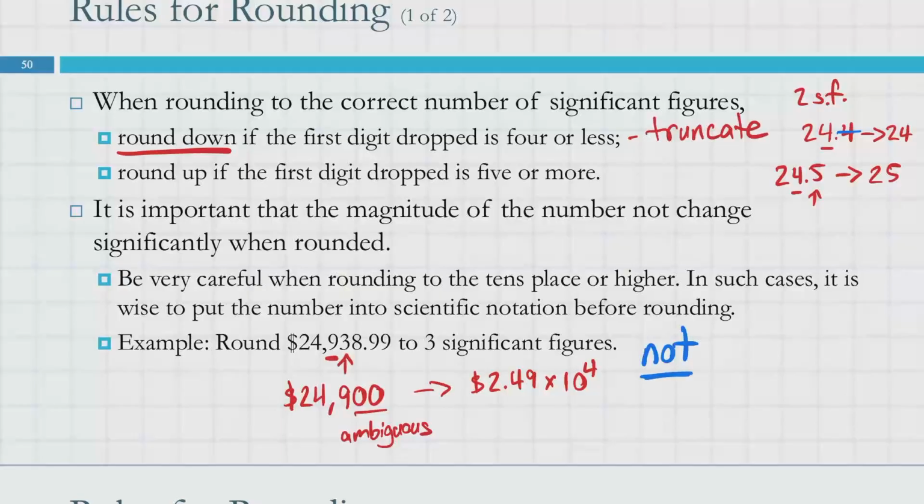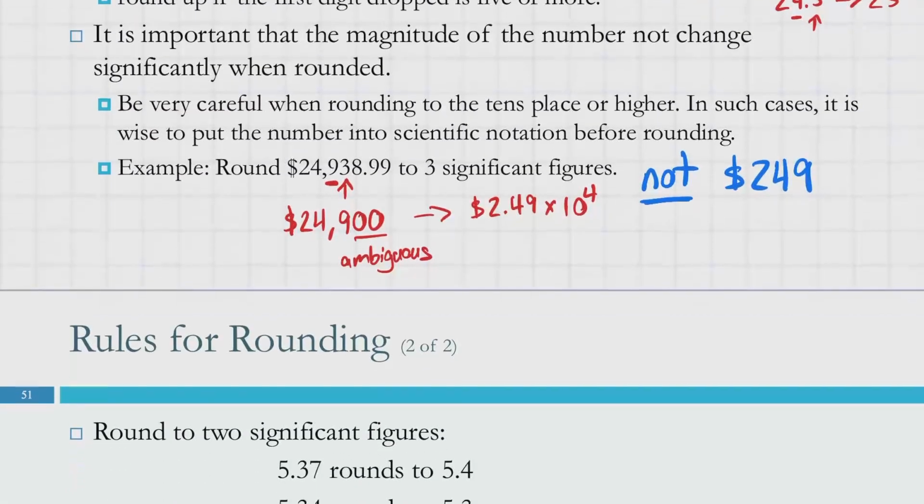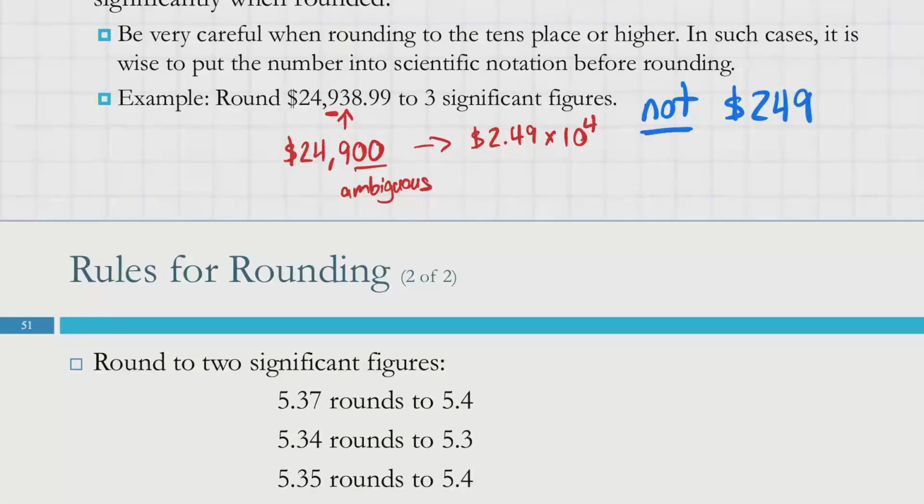It should definitely not turn into $249. $249 is very different from $24,900. Unfortunately, we can't exploit this. If we've got debt, we can't turn $24,900 into $249 by some cheeky small payments to get it to round out. So it's important that we retain the relative size of the number and not change things significantly.